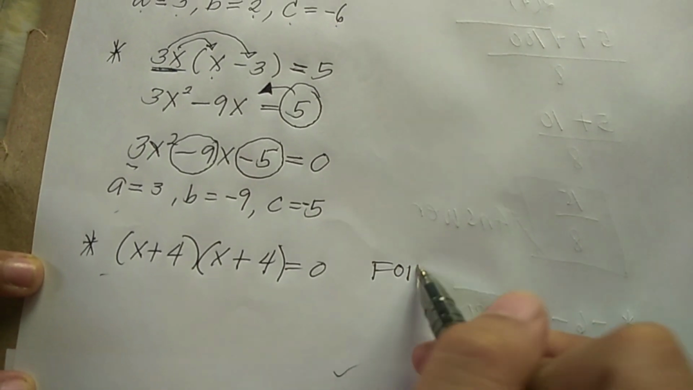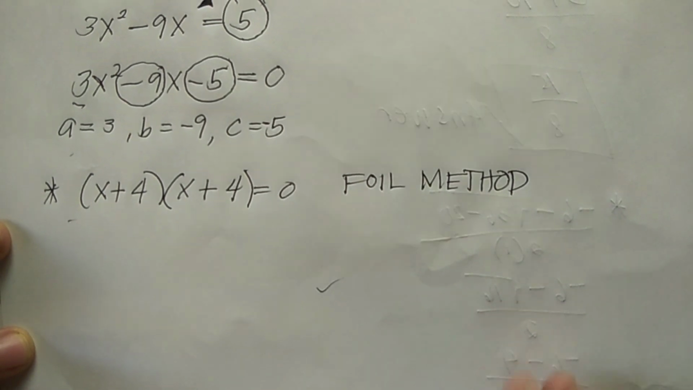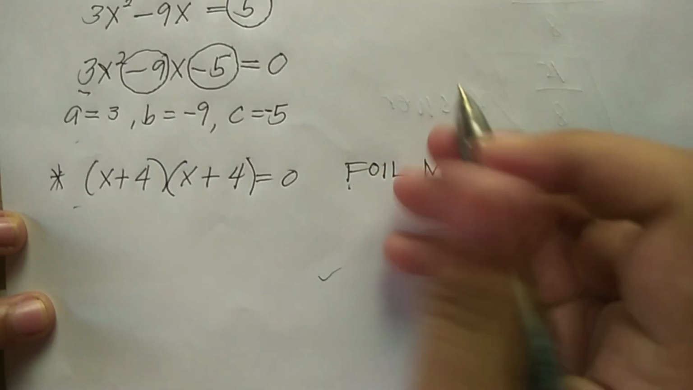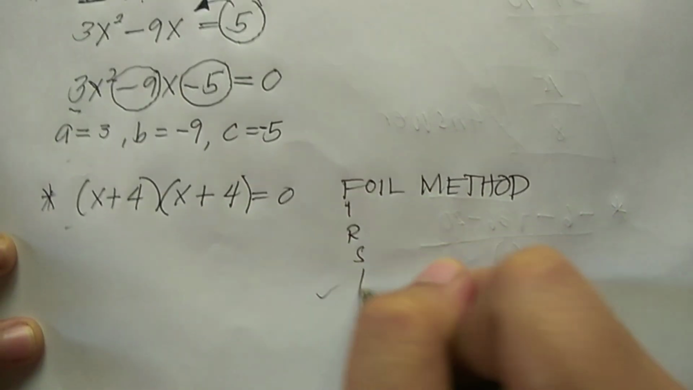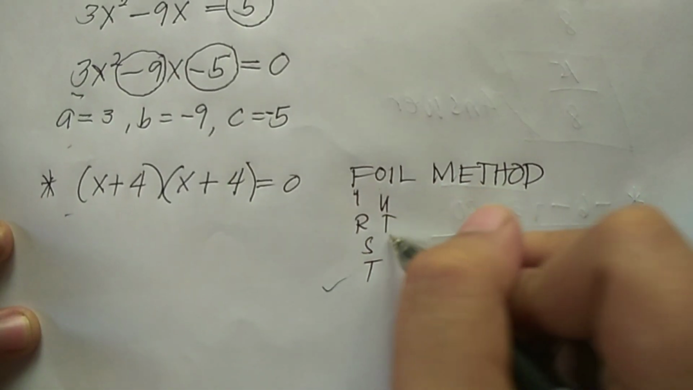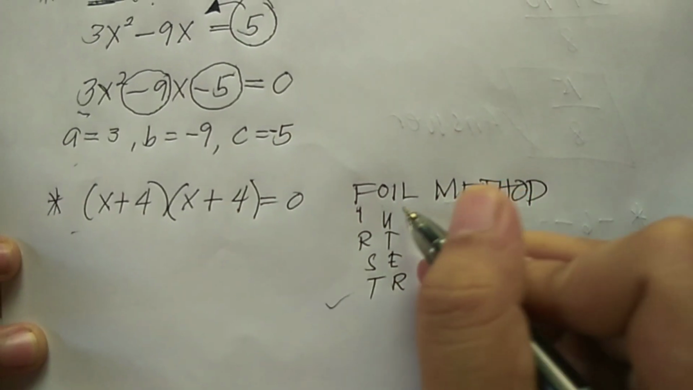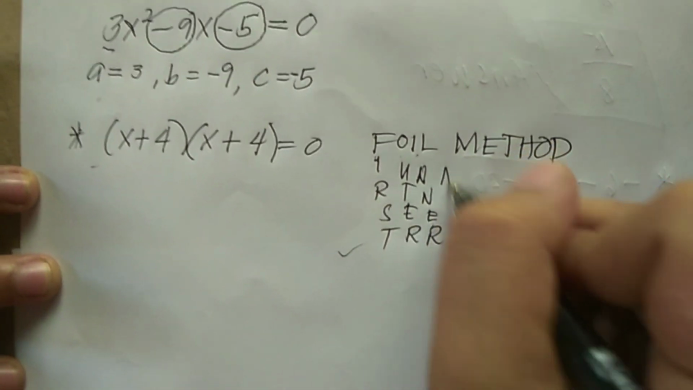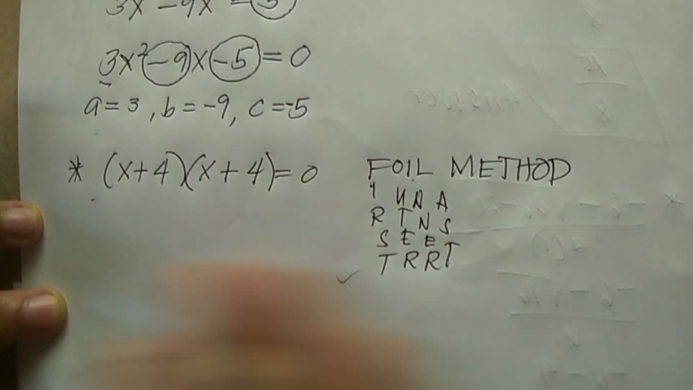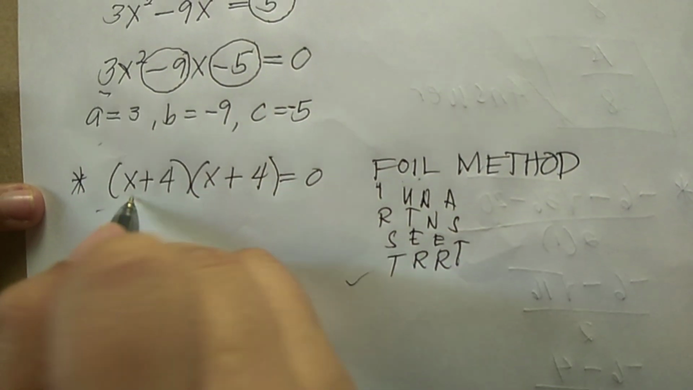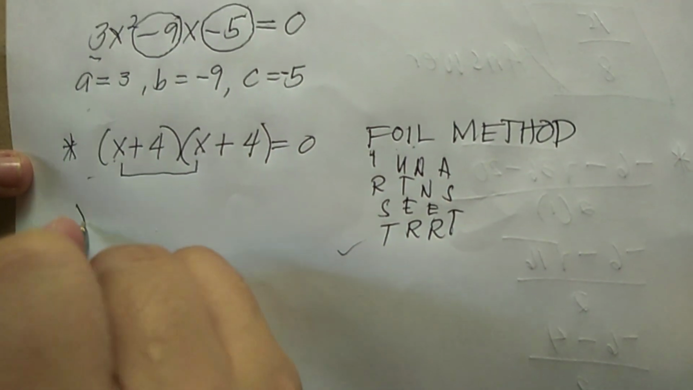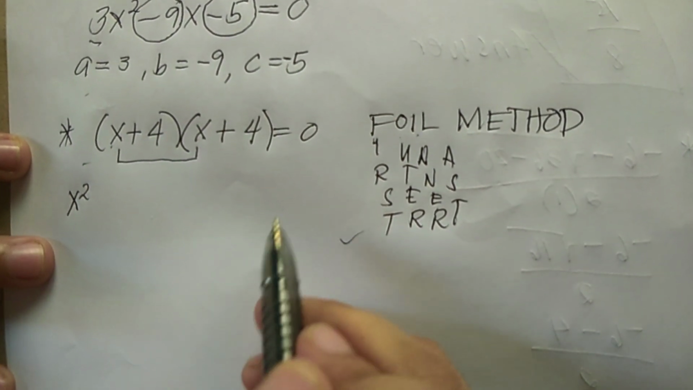So, dito, gagamitin nyo yung FOIL method. So, we're going to use the FOIL method. F stands for first, O, outer, I, inner, and L, last term. So, ito, first term, x times x squared.